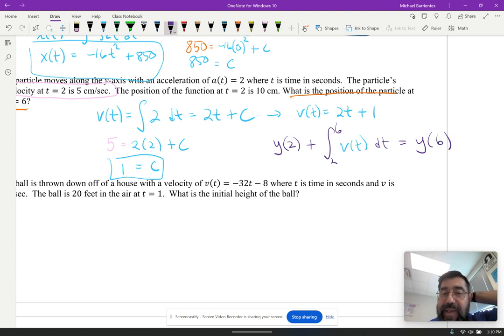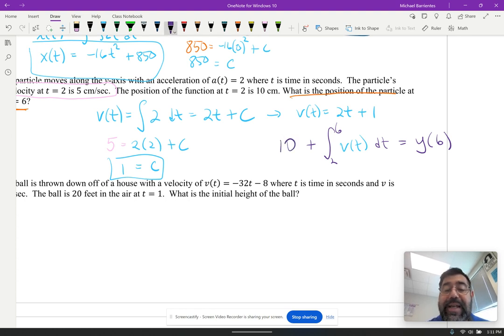Now let's think about what this is saying. We know the position at time 2. We're going to find the displacement from time 2 to 6 and add it on so that it can give us the final position at time 6. I'm starting with where I know it is at the beginning. I'm adding on how much it changed, and it's going to tell me where I'm going to end up. Great. Well, I know y of 2 is 10.